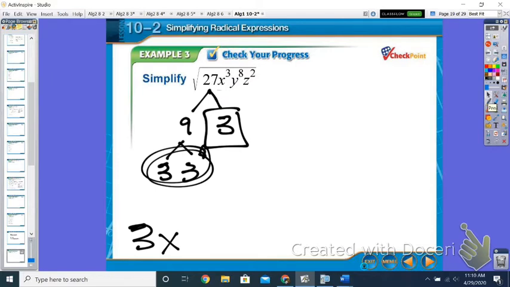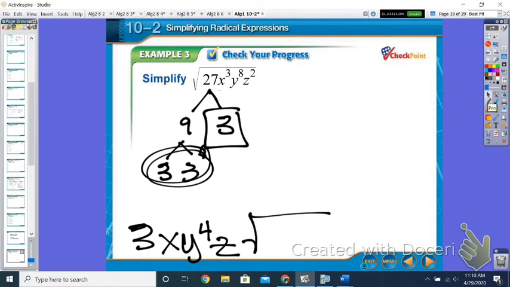Then we got to look at y to the 8th. If I have 8 y's, that means I basically have 4 pairs of them, right? First 2, second 2, third 2, last 2. So y to the 4th. And there's nobody left alone in that case. Everybody paired up with somebody. And then z squared, that's just one pair of z's. Nobody left alone there, so we have a z on the outside there. That's everything on the outside.